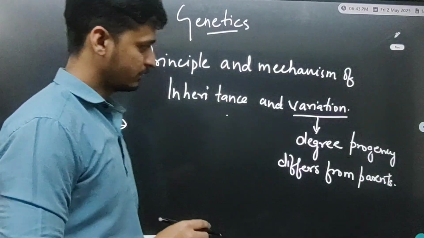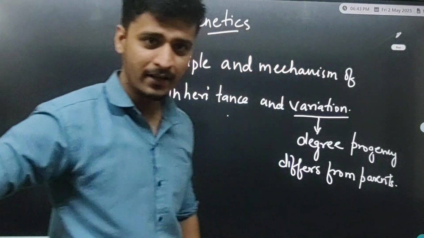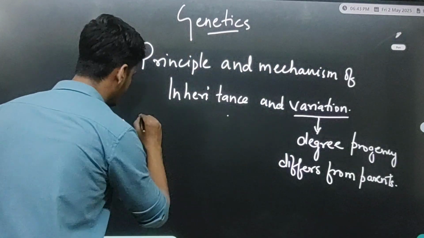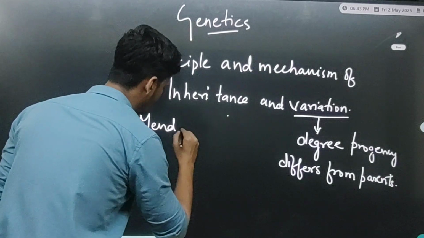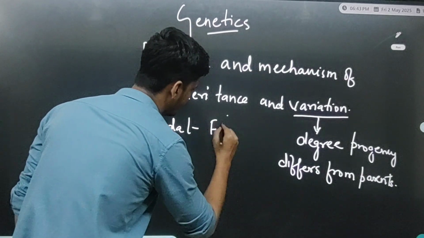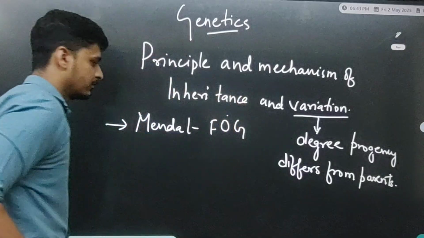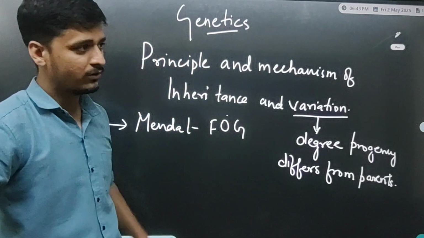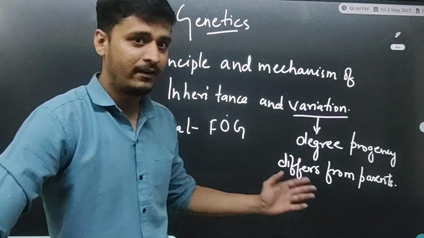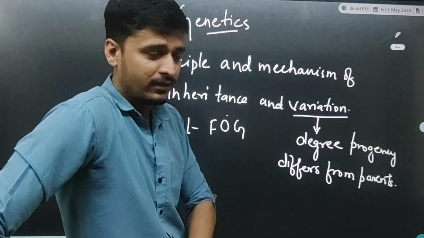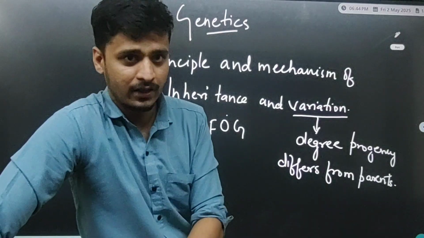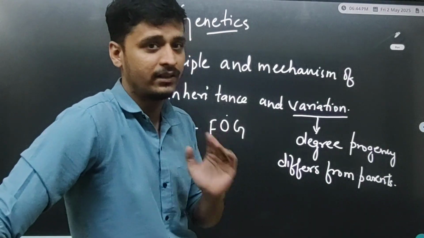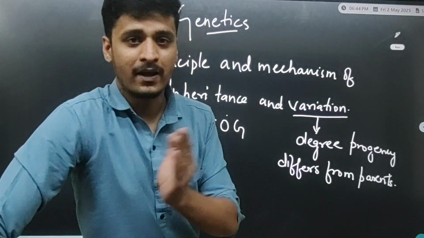Okay, so first, this genetics was studied by Mendel. Mendel is known as the father of genetics. Why? Because he first studied the pea plant. Okay, and he concluded that something is transferred, something is there which is inherited from one pea plant to the next pea plant.